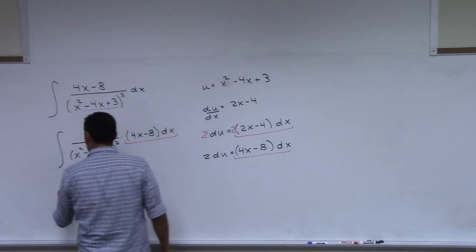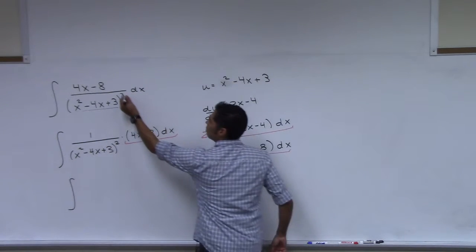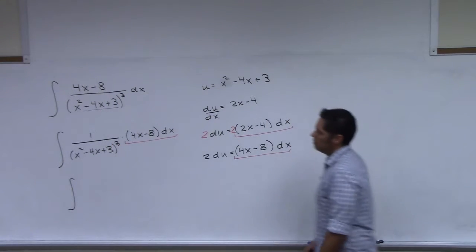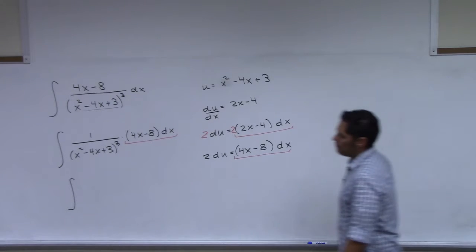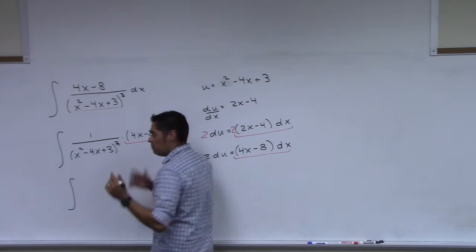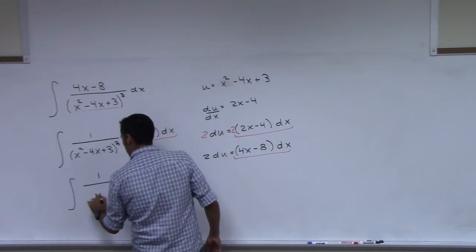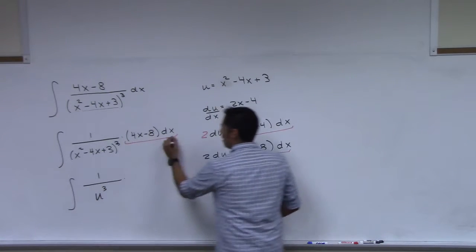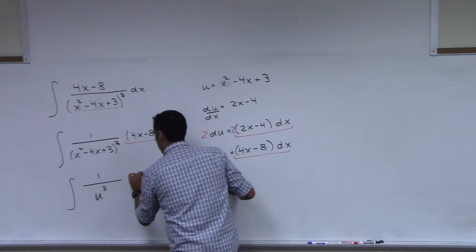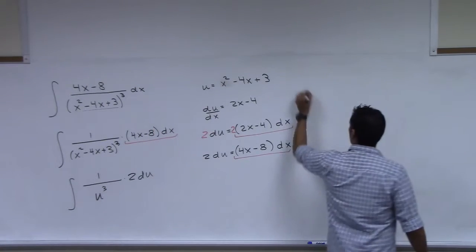My new integral becomes what? This was supposed to be cubed. I don't know why I put squared there. That's cubed. Okay, so you want the 2 out now? I'm going to do it on the next step, okay? I've got 1 over, and this right here was u, so u cubed. And then all of this in red became this, so it becomes 2 du. And what you're saying is you can take that 2 and just pull it all the way out, which I'll do on the next step.